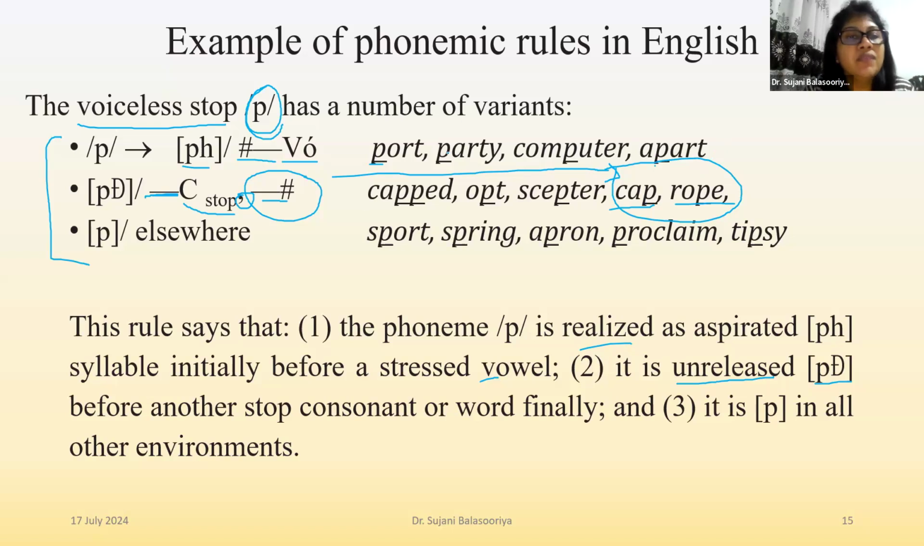Okay. And the first environment is that unreleased /p/ occurs in front of a stop consonant also, like kept, opt, scepter. The stop consonant in kept is /t/, right? When you write this in phonetics, you would find the final consonant is /t/. Then /p/ occurs in front of /t/. And here also it is /t/. And in scepter, it is also /t/. So the stop consonant is /t/ in all 3 examples. Then also the phoneme /p/ is not released, right? That is the second phonemic rule.